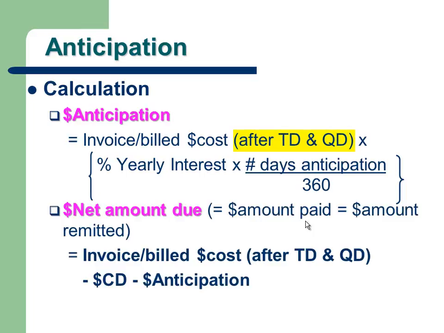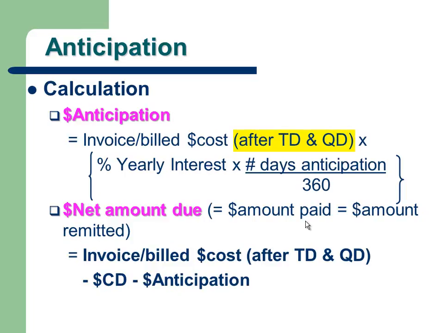Then once you know your anticipation dollar, you can calculate your actual net amount due, the actual amount that you will have to pay. The net amount will be the invoice cost, or the billed cost after trade discounts and quantity discounts are taken off, minus the cash discount dollar, because anticipation is applicable only when you pay before the cash discount period ends. So obviously you paid before your cash discount expires, so you are going to get the cash discount, so that much has to be taken off.